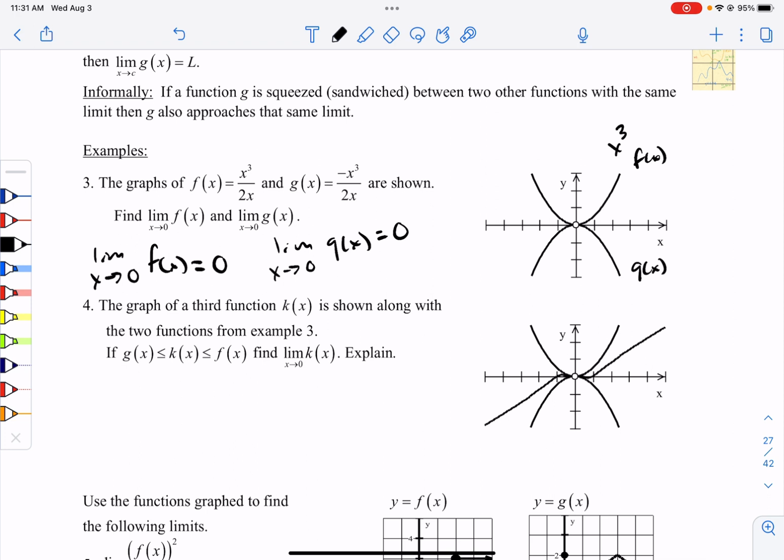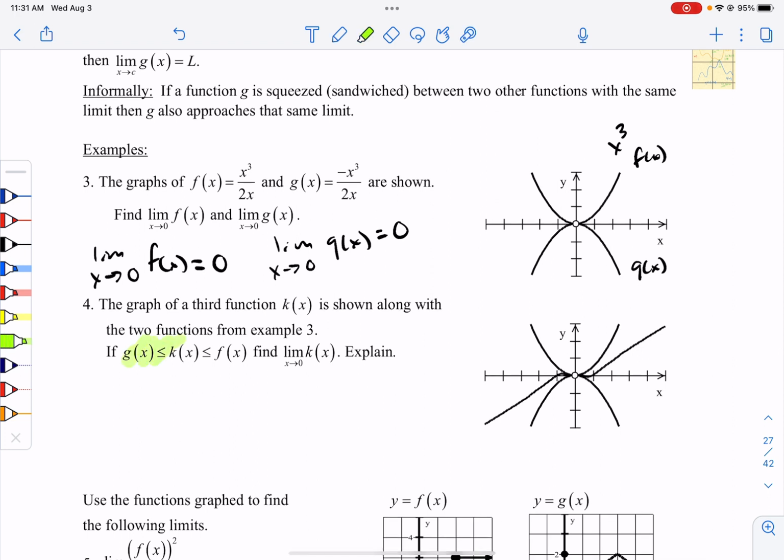Number 4, the graph of a third function k is shown along with the 2 functions from example 3. And then it tells me this. This is the really important information that we need. It tells me that k is always in between g and f at all points. k is in the middle, and it wants me to find the limit of k as it approaches 0. Well, we already know that the limit of the function on top is 0. The limit of the function on the bottom is also 0. So the limit of the function in the middle has to be 0 by the squeeze theorem.